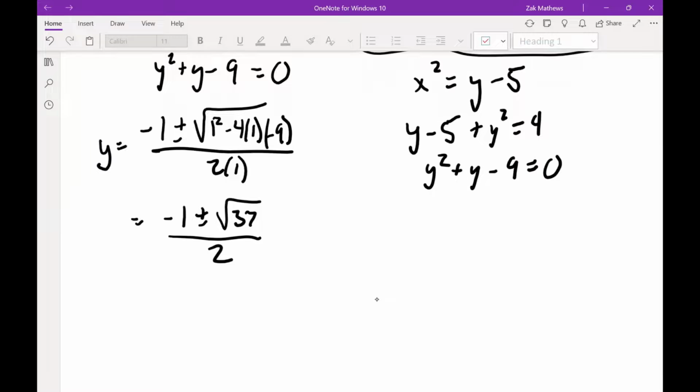They're not nice clean numbers. They are, sorry, they're not even rational. They're irrational. They are real. These are real numbers. They are not rational. We have the square root of 37.